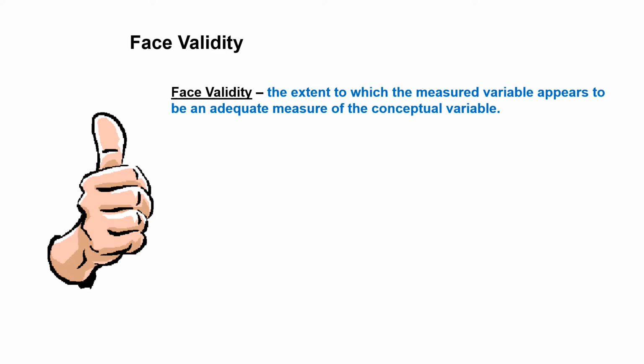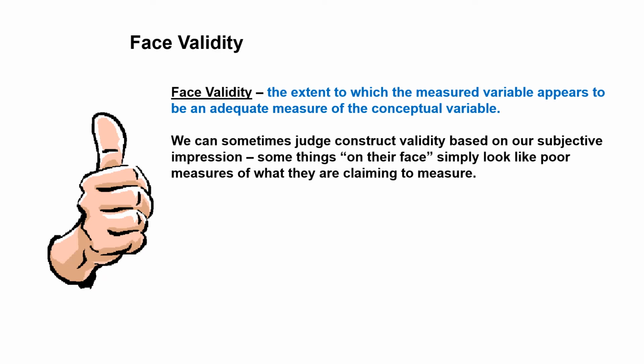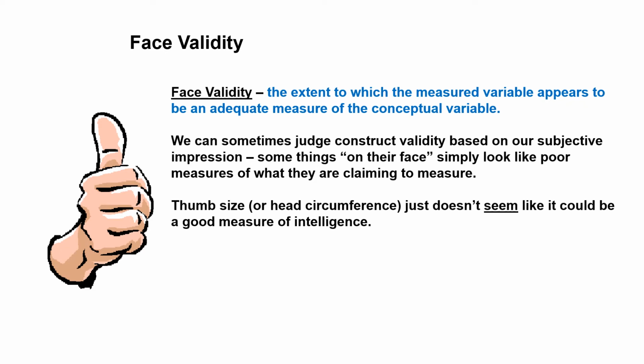Starting with face validity. So again, face validity is the extent to which a measured variable appears to be an adequate measure. So we can sometimes judge construct validity based on our subjective impression. Some things on their face simply look like poor measures of what they're claiming to measure. They may be right or wrong. Face validity may be right or wrong, but the point is that it is a first step.